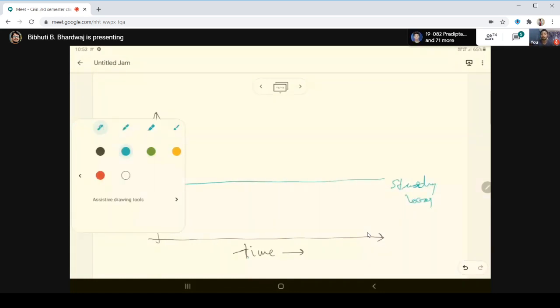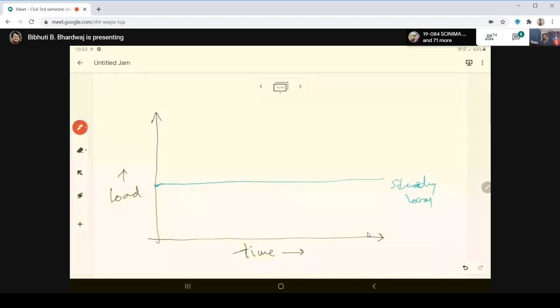Now, how will my quasi-steady load look? The imposed loads, the loads being exerted by the human beings or the furnitures, all those things. So it will remain constant up to some extent, then again it may increase. I will explain why it looks like this.